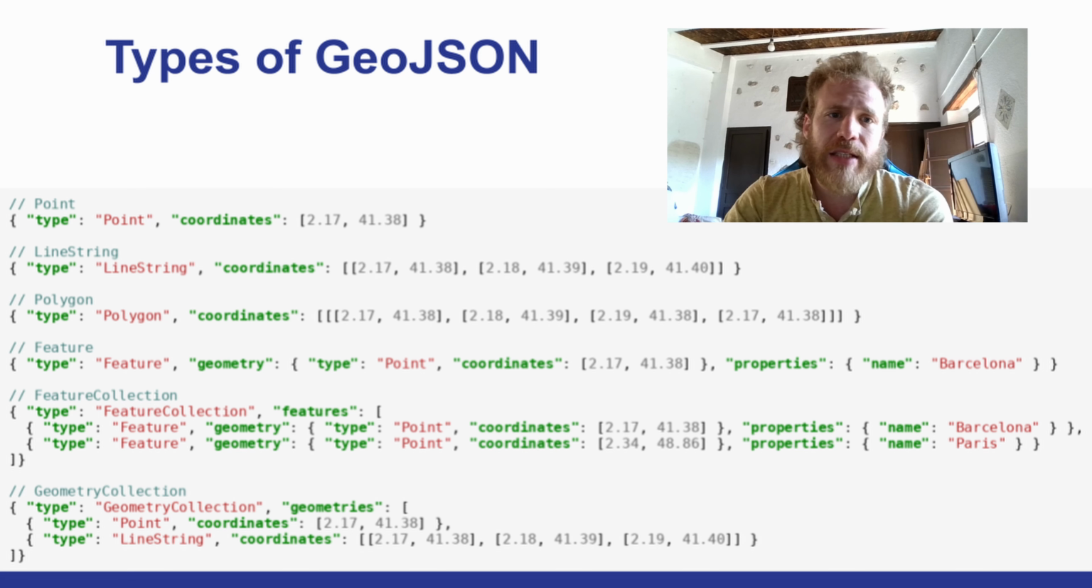But this type of geometry is special because it doesn't hold properties. You can only include locations.